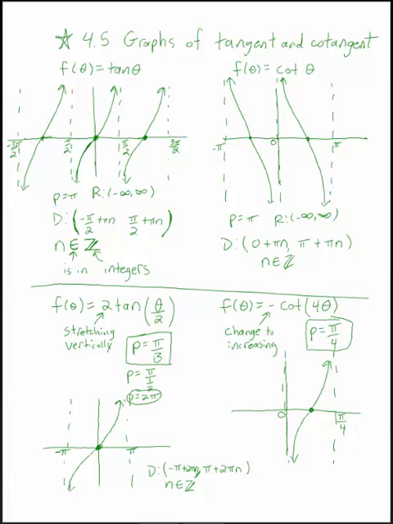Excellent. And I'll get the domain going here. Domain is going to be 0 to pi over 4. The space between the asymptotes is pi over 4, so that'll be plus pi over 4 n, where n is an integer. Excellent. So those are some good examples of how to graph the tangent and cotangent function.